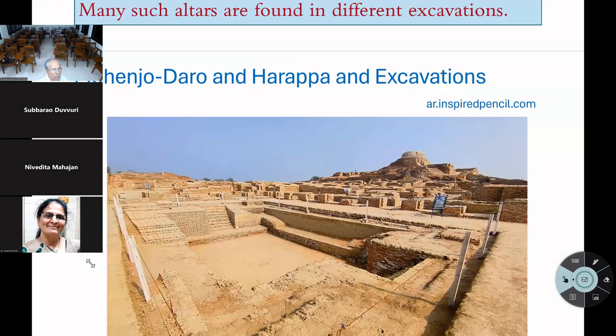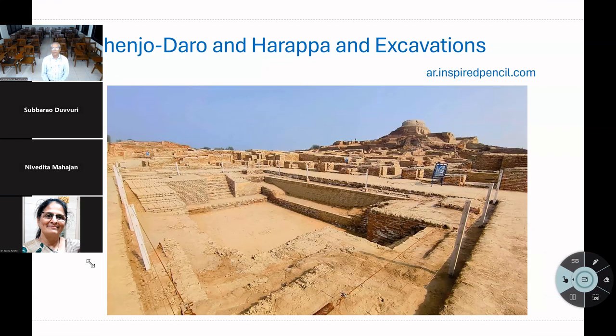This is the Mohenjo-daro and Harappa excavations. You will see bricks and their specific arrangements. So this construction of the city and buildings there, all of these require geometry, and a lot of geometry is seen from the work of Bodhayana.